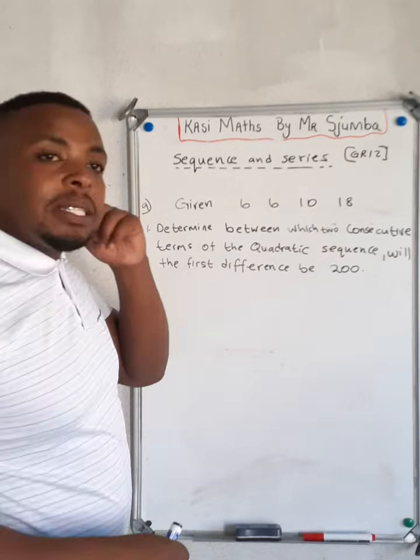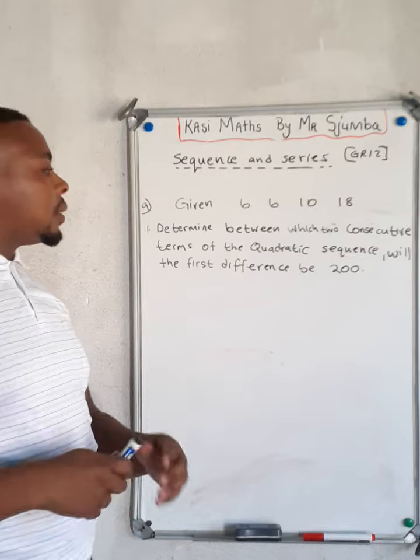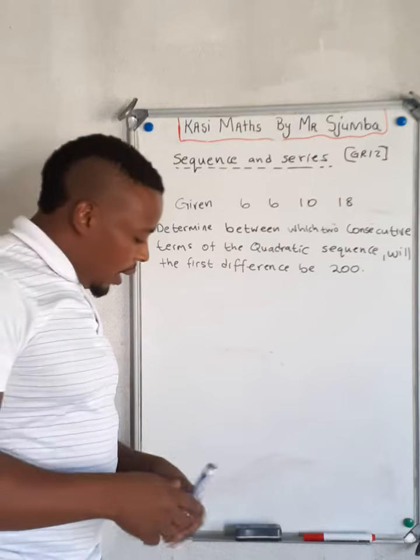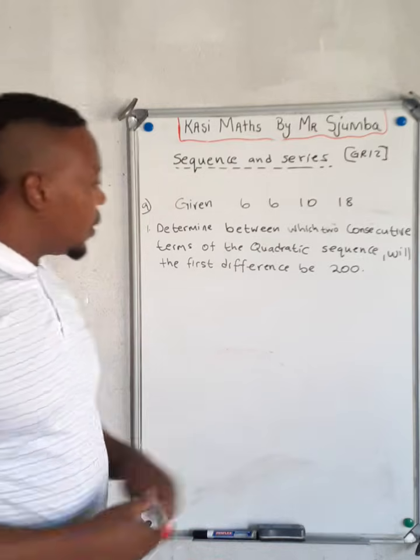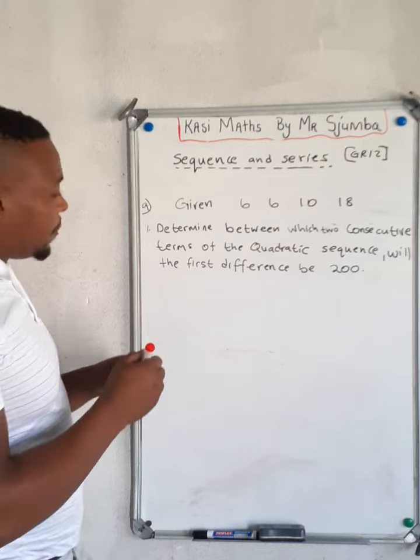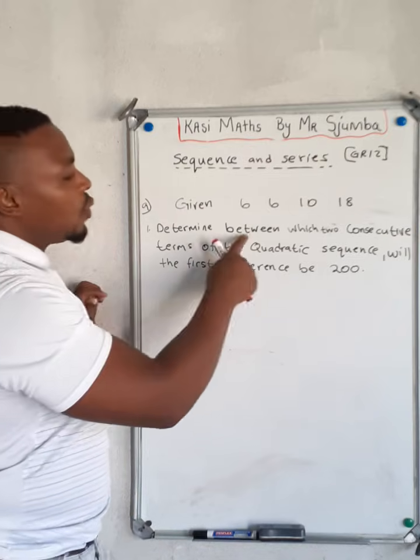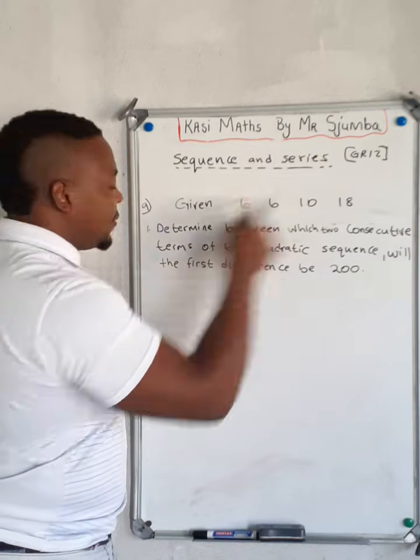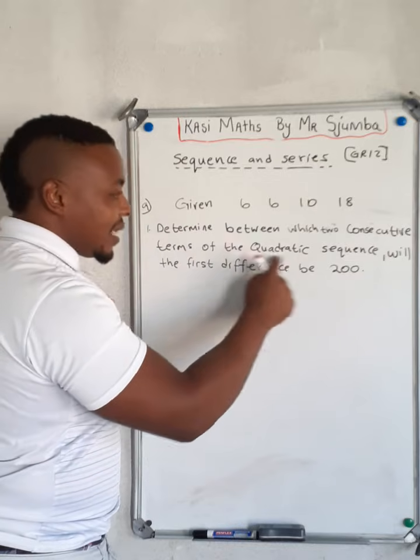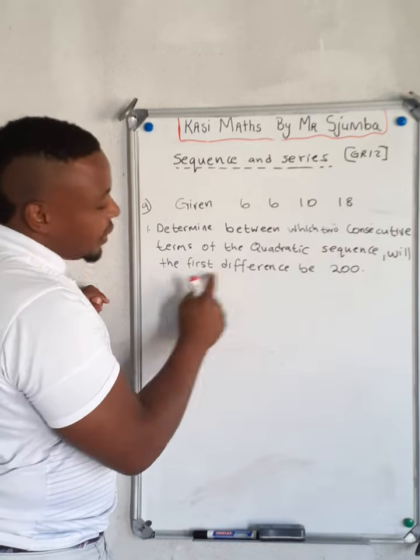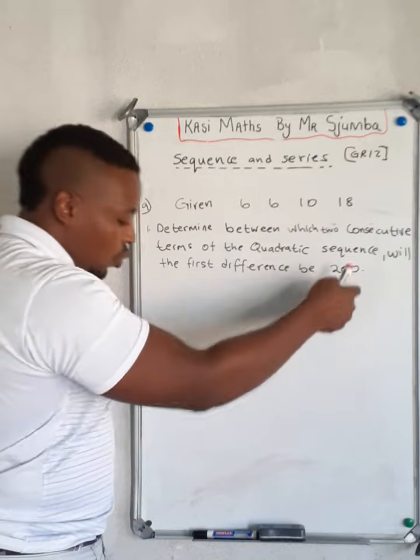My question is a simple one, just for the learners. So let's get on to it. Determine between which two consecutive terms of a quadratic sequence will the first difference be 200.